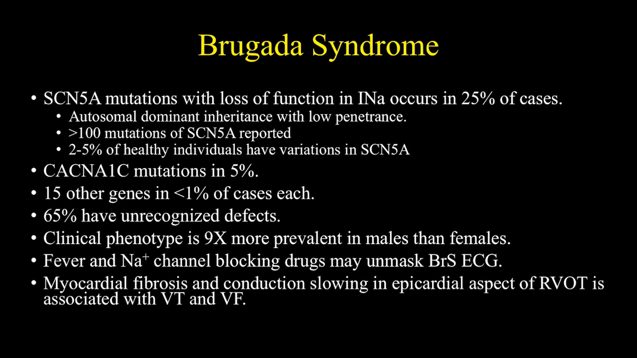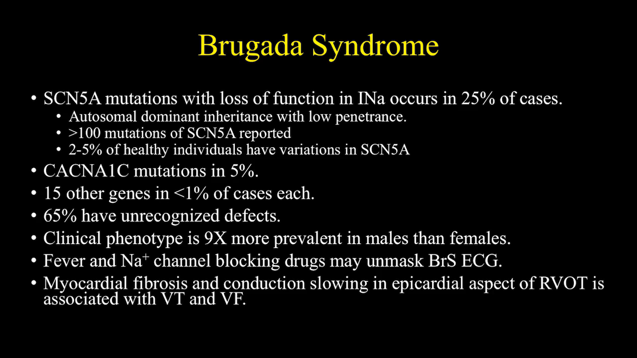So Brugada syndrome is often due to a mutation of SCN5A. This controls the inward sodium current, but that's only a quarter of the patients. So for most people with Brugada syndrome, we don't know what the mutation is. Only a quarter of them will have a mutation of SCN5A. It's autosomal dominant inheritance, but with low penetrance. So in the same family, with the same gene, one guy can have a normal EKG, and his brother has a classic Brugada.